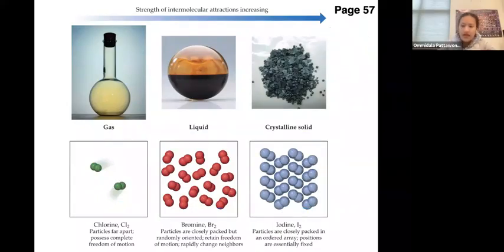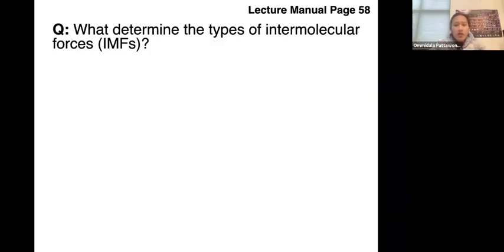So the next question we're going to take a look at is this: because IMF strength determines state of matter, and we have different types of IMF, what determines the type of IMF then? The answer is molecular polarity. Molecular polarity determines the type of IMF, and the type of IMF will also determine this.